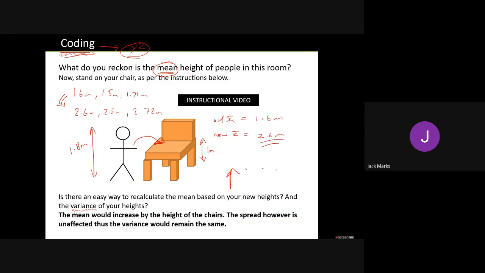So in a nutshell, coding says when we add, subtract, multiply, divide, and so on, how is the mean affected? And how is variance or standard deviation affected, if it is affected at all?